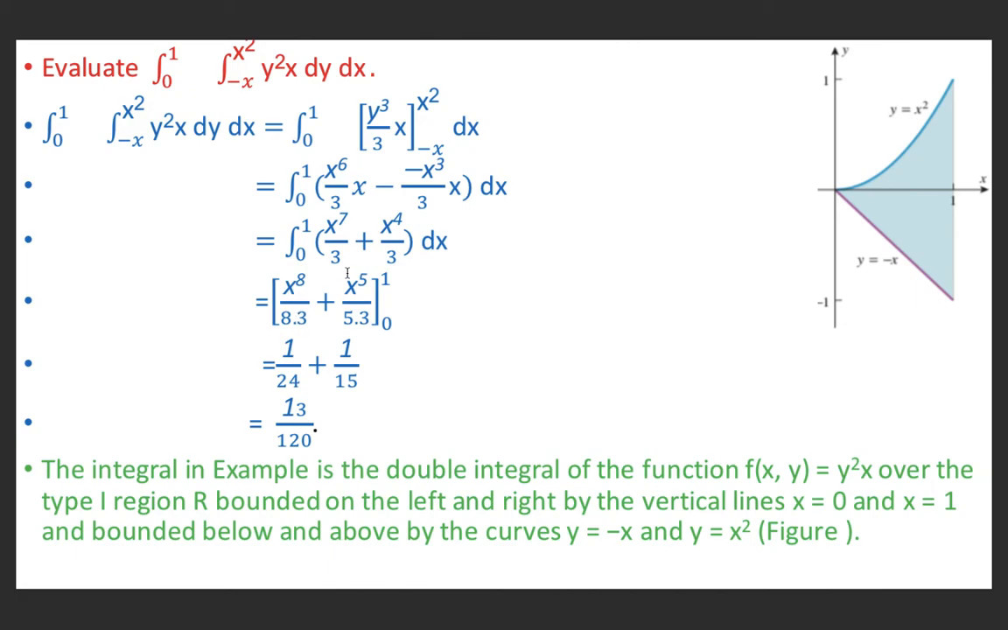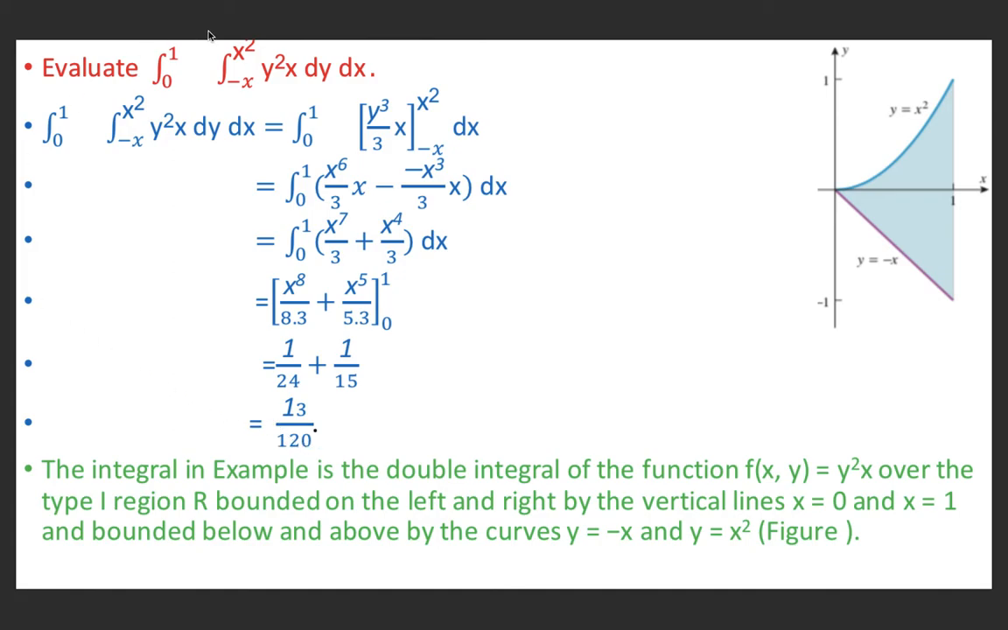So if you substitute the upper limit, 1 upon 8 3s are 24. This is 1 upon 5 3s are 15. If you substitute the lower limit, we will get 0 here, we will get 0 here. Now this is 1 upon 24 plus 1 upon 15. If you simplify it, it is nothing but 13 upon 120.